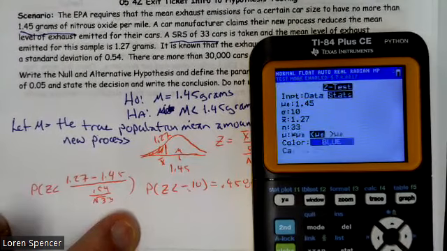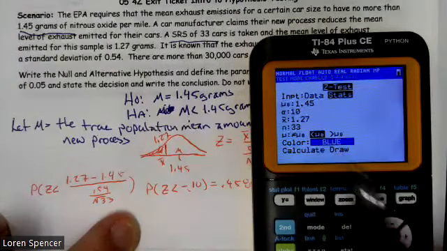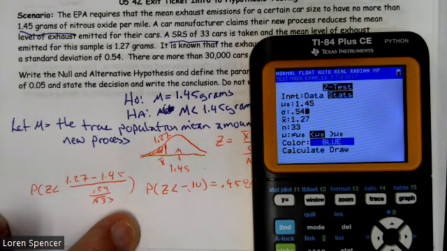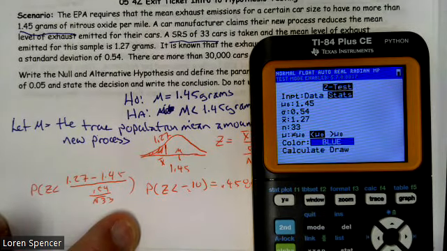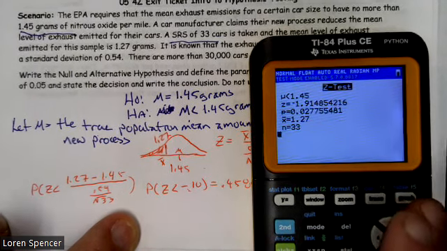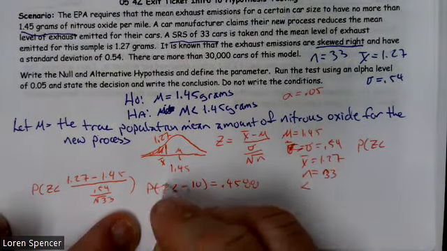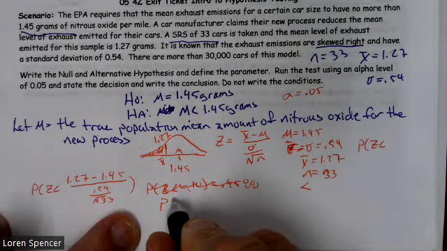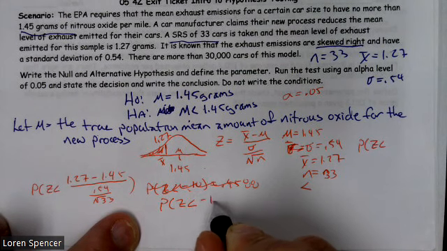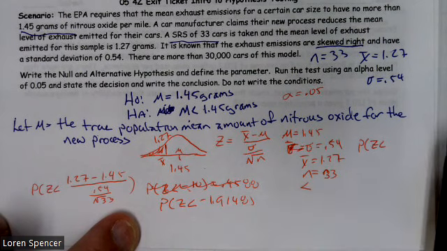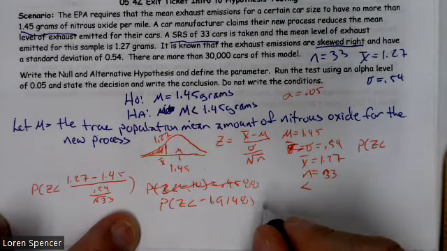Stat, test, z-test, everything match up. Standard deviation was wrong, 0.54. Excuse me. And we end up with a negative 1.9148. So this is the probability that Z is less than negative 1.9148, and that equals 0.0277.